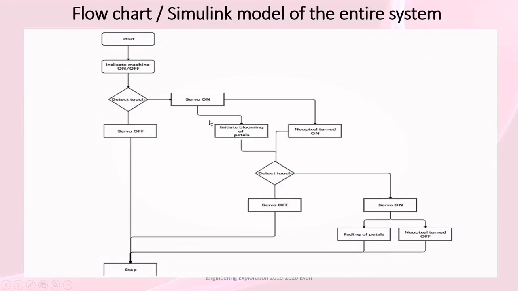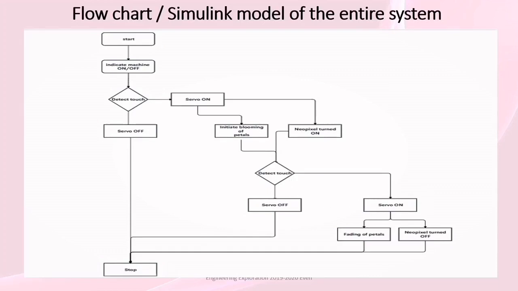When the touch is detected, the servo gets on, and when the servo gets on, 2 functions take place, that is initiating of blooming of petals and NeoPixels are turned on. These both functions take place simultaneously. This is one cycle, and when again the touch is detected, then the servo gets on, and if the touch is not detected, then the model remains in the same position.